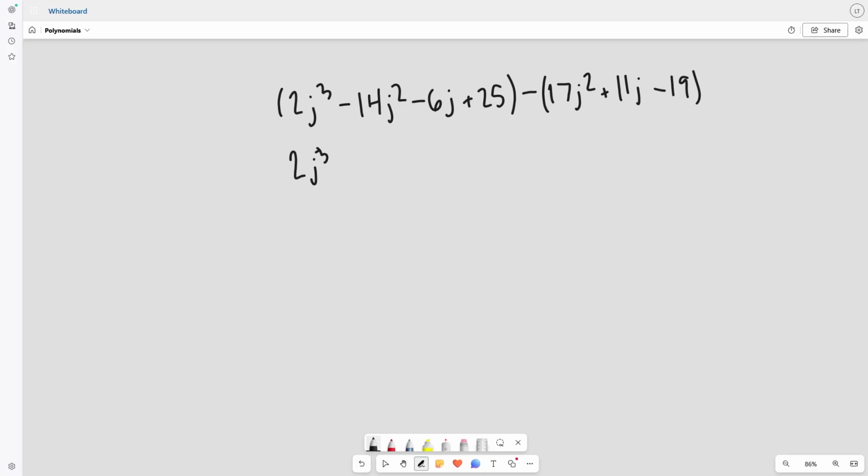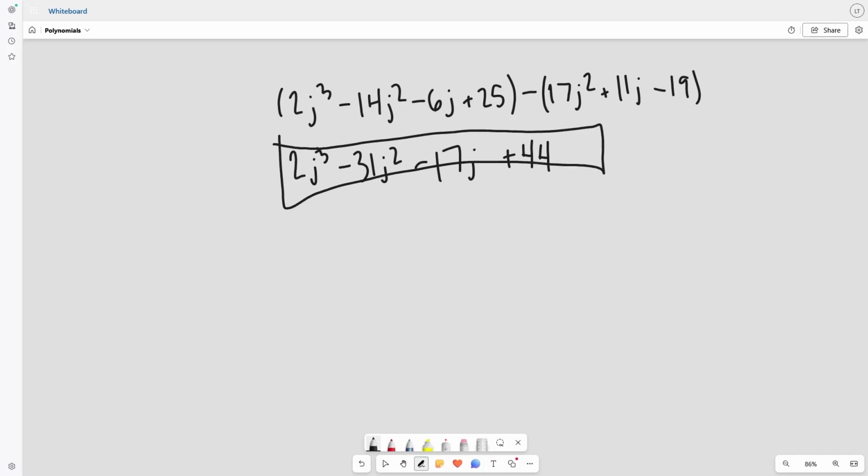Then you want to combine the j squareds, so you get minus 31j squared. Then negative 6 minus 11, you get negative 17j. 25 plus 19 gives you 44. And so this will give us our answer. And that is how you add and subtract polynomials.